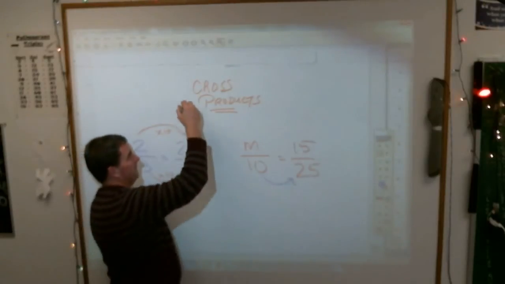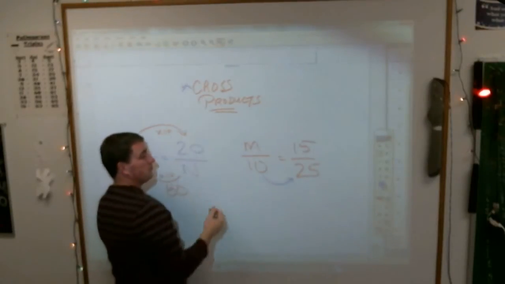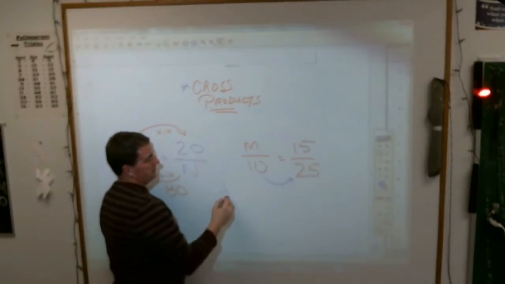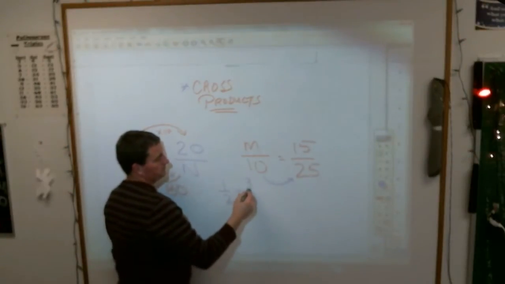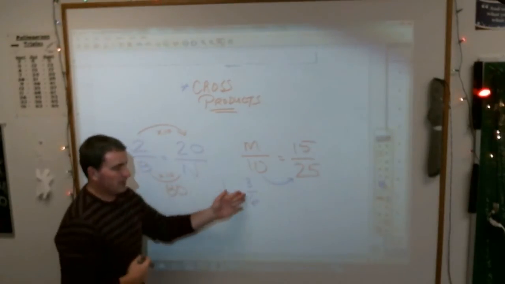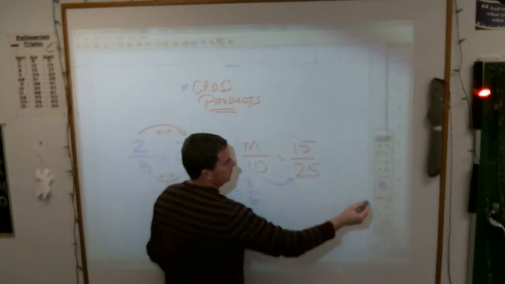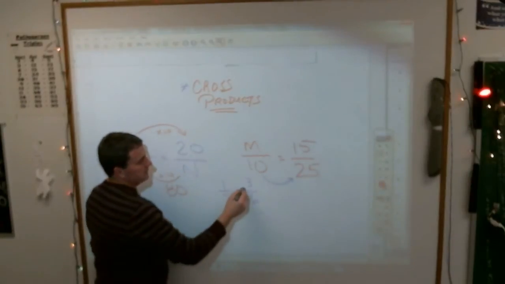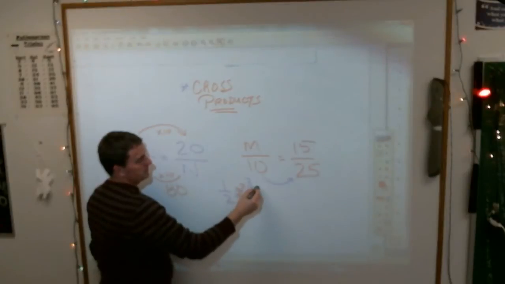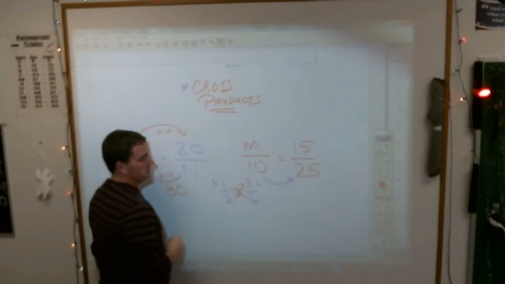We're going to do what we call find cross products, because when you have equal fractions, this is always true. If you have equal fractions, 1/2 equals 3/6, it's always true that the diagonals equal each other when you multiply them. In other words, 2 times 3 gives you 6, and 6 times 1 gives you 6.